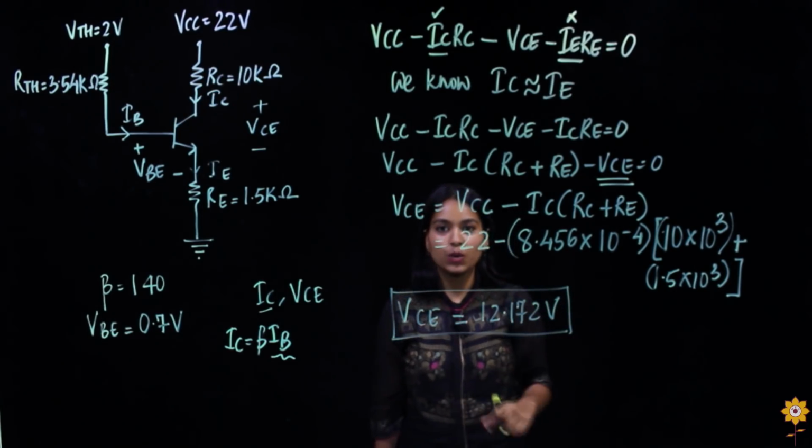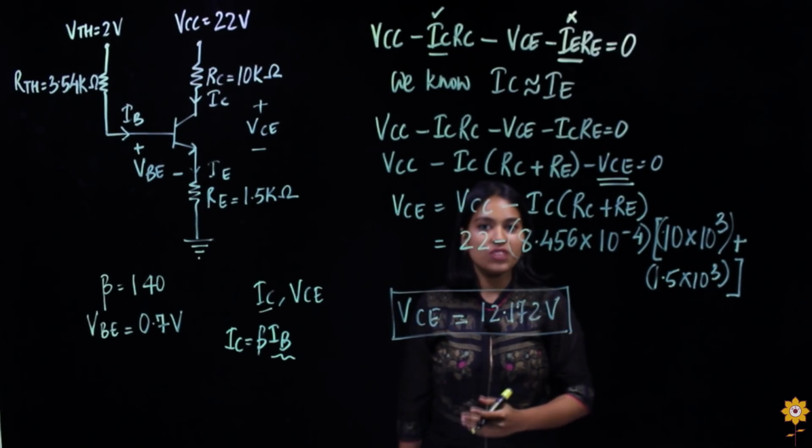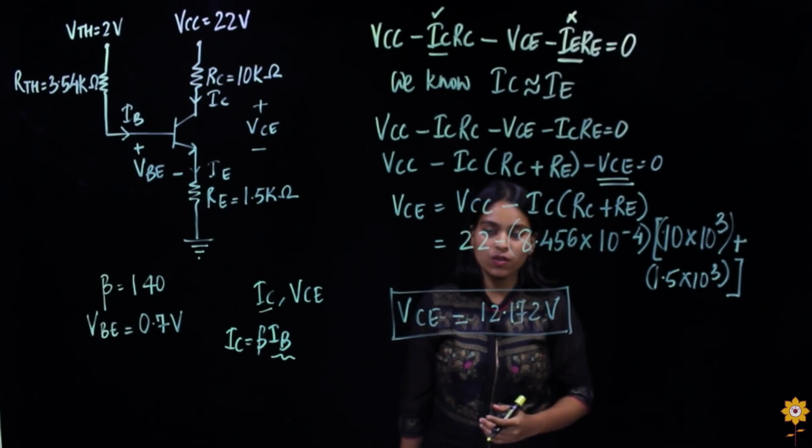So this is how we have calculated IC and VCE for voltage divider bias configuration.